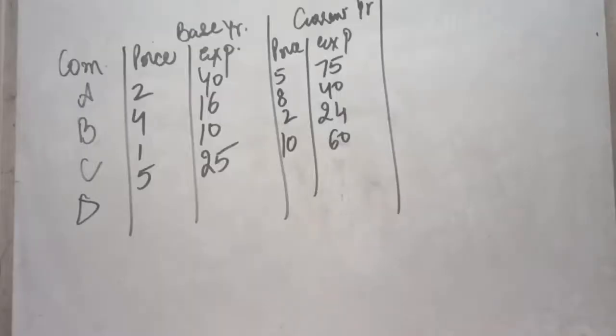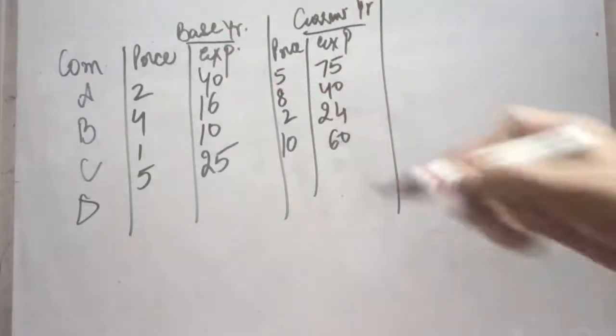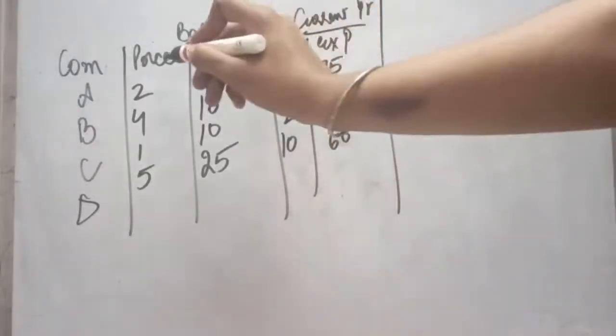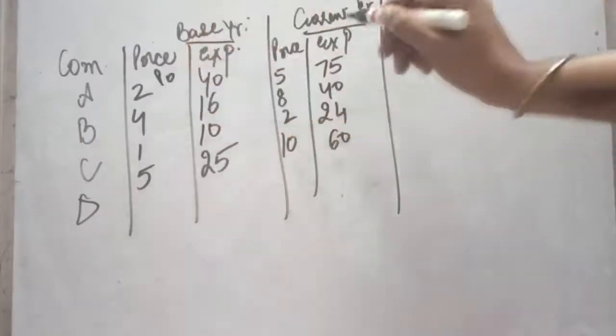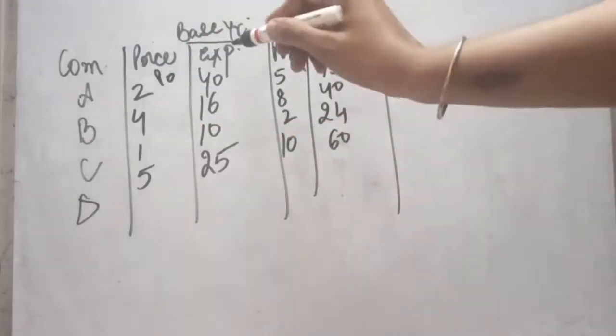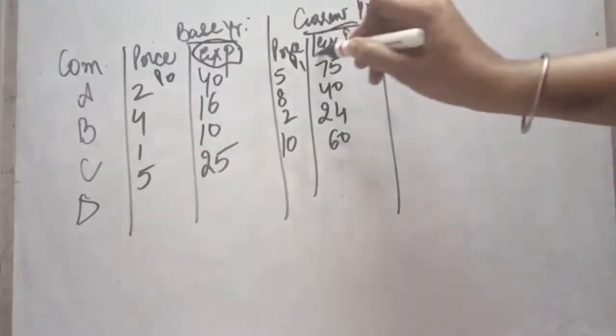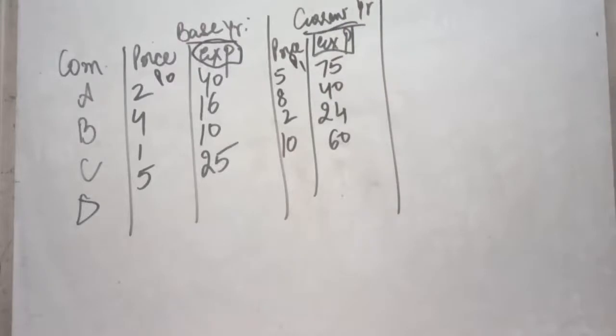This is a question where we have to calculate the Fisher index only, but there is a crucial point in this question. You can see here you have been given the base year and the current year. From here we can say the price in the base year is P0 and in the current year the price will be P1. Now here, instead of quantity, the term expenditure has been given. Here also the term expenditure has been given.